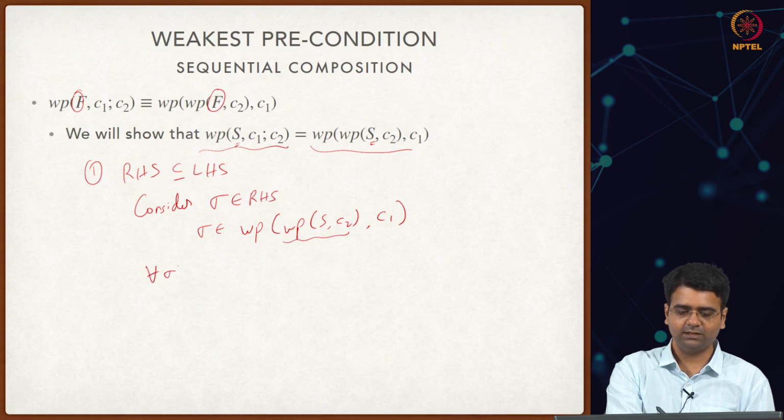So for all, let us say, sigma prime, if sigma C1 goes to sigma prime comma skip.